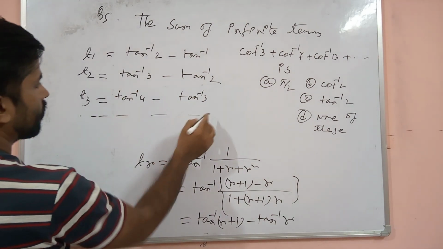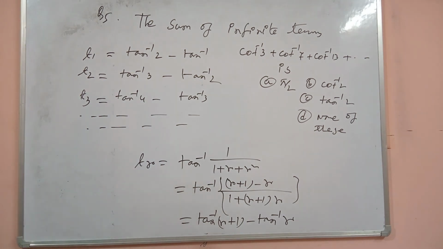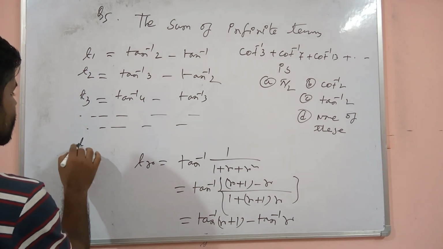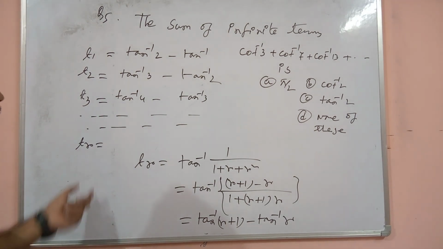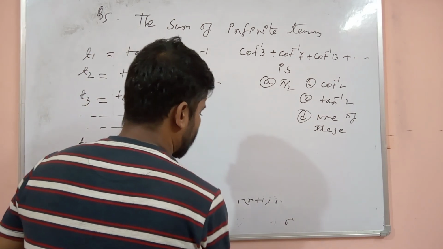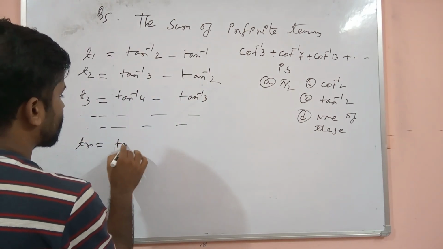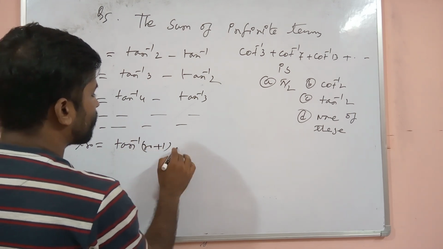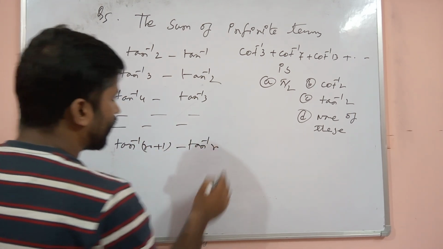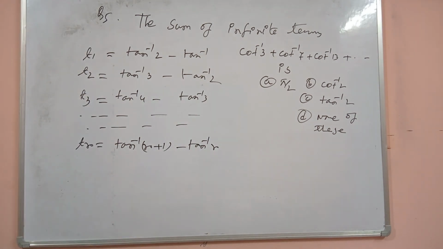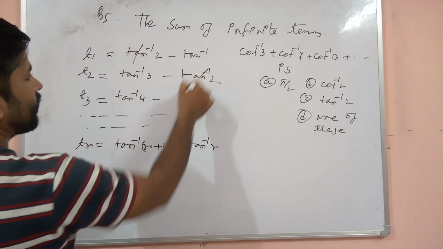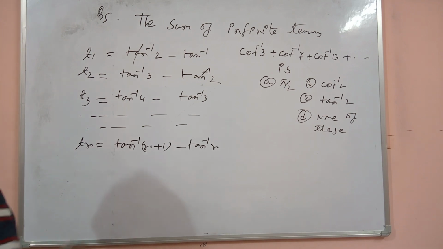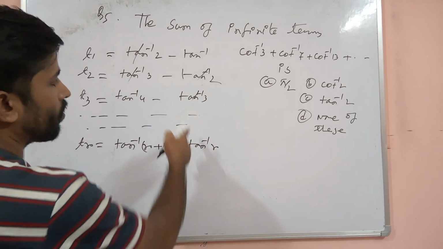Okay, so likewise there shall be many terms, and suppose the last term is the rth term and its value is tan inverse (r plus 1) minus tan inverse r. Look at this carefully, then these two terms will be cancelled, likewise this and this, and these, and there shall be another term which will be cancelled.